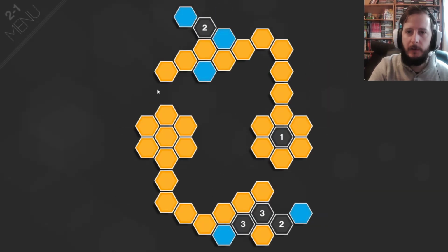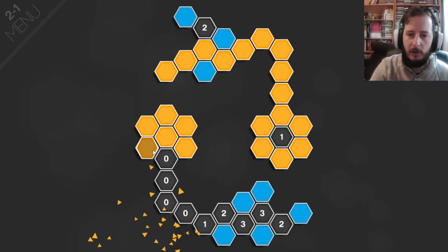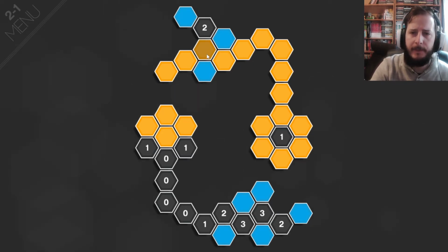Alright, world 2. Different mechanics? No? Okay. Possibly just some harder logical puzzles to be sorted. Yes. See where this is going already.